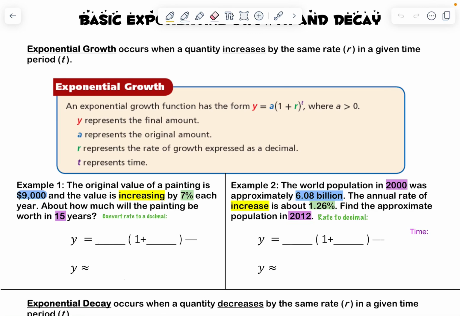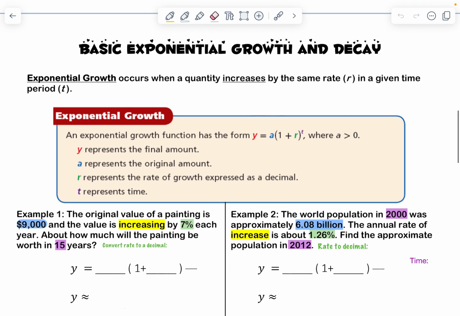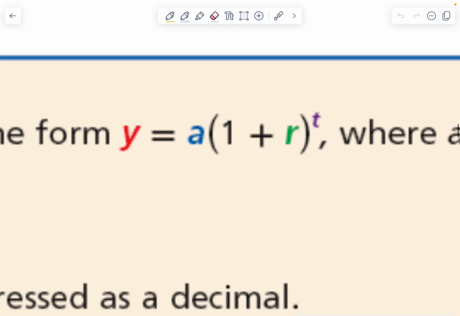Okay, part two for our exponential functions today, we're going to talk a little bit about exponential growth. Exponential growth, obviously, is taking some sort of amount and having it increase by a certain rate over a given amount of time. Now, if I zoom in a little bit here, looking at my exponential growth function, my formula, if you will, we have basically three things that we need to know and plug in.